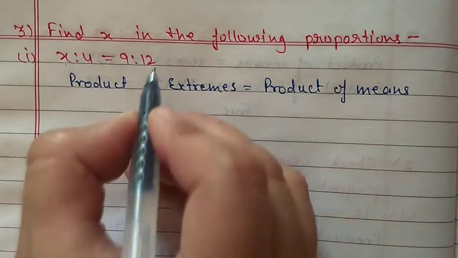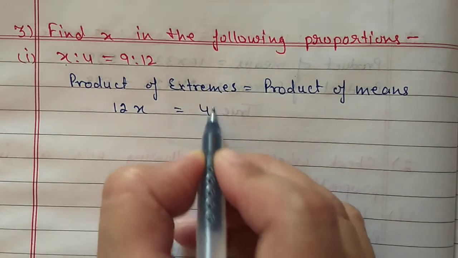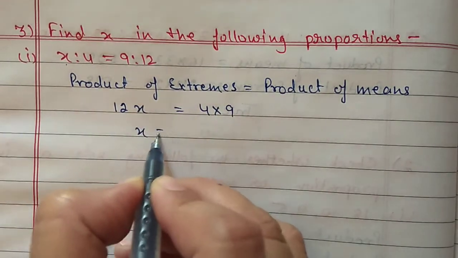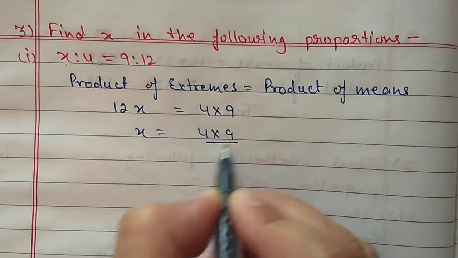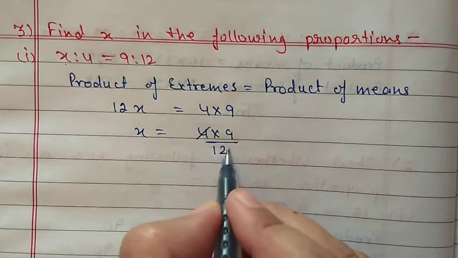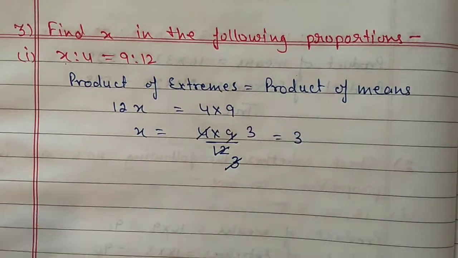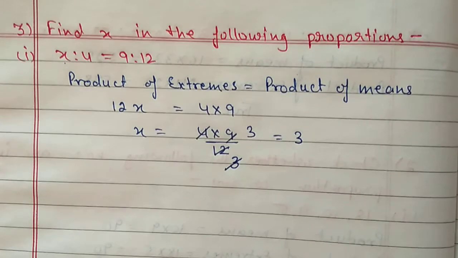So the extremes are x and 12. So 12x is equal to the means, 4 and 9. So the value of x will be 4 into 9 divided by 12. Shift this 12 to the other side. Do the cancellation. 4 3s are 12 and 3 3s are 9. So the value of x is here 3.